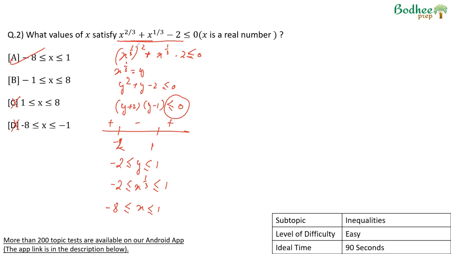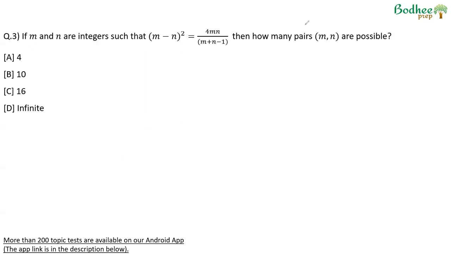Now, if I take x as 8, 8 raised to power 2 by 3 will be 4, 8 raised to power 1 by 3 will be 2. 4 plus 2, 6, minus 2 is not less than 0. So, this cannot be the answer. Whatever remains is my answer. That is also a legitimate way of doing this question.